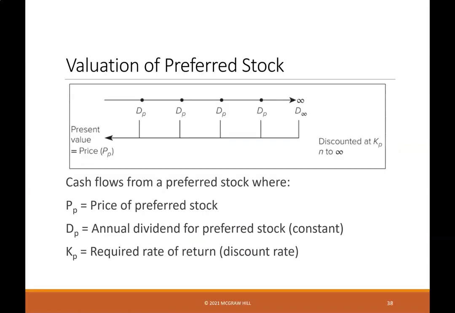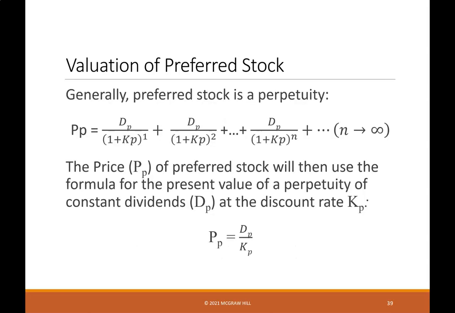Valuation of preferred stock. Cash flows from a preferred stock, where P is the price of preferred stock, D is the annual dividend for preferred stock, and it's constant. K is the required rate of return, which is the discount rate. Generally, preferred stock is a perpetuity, so it goes on to infinity. The price P of preferred stock will then use the formula for the present value of a perpetuity of constant dividends at the discount rate. P equals D divided by K.